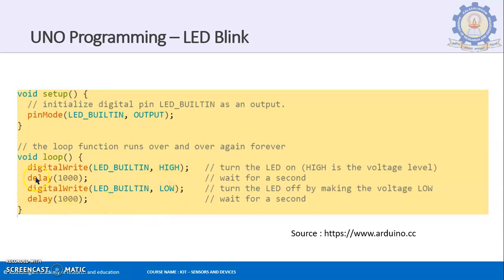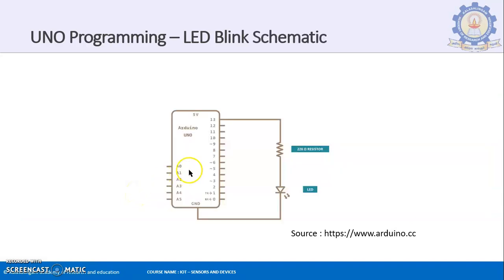So I hope you're able to understand. This is going in a loop again and again. Initially it was HIGH for 1 second, then it becomes LOW for 1 second. If you are using pin number 9, replace all the LED built-in values over here by pin number 9. And the change in this diagram is that from this pin number 9, you will be connecting it to this resistor over here. From this resistor to the anode, and from the cathode, you will be connecting it to ground. That would be the only change in your diagram.